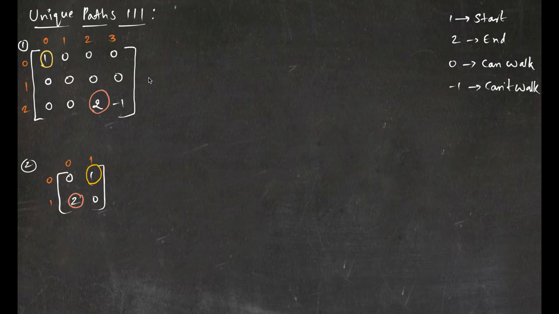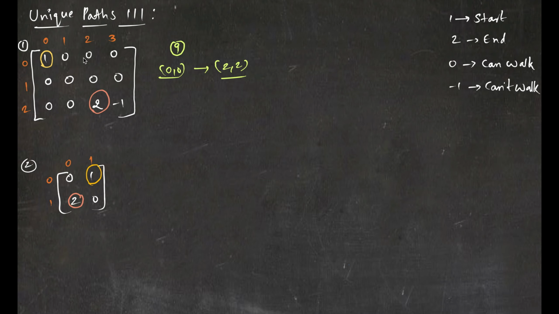Let's try to understand the problem statement in detail by taking a look at these examples. Here in this first example, if we count, there are 9 zeros: 1 2 3 4 5 6 7 8 9. Our starting position is at 0, 0, and the ending position, that is 2, is at 2, 2.